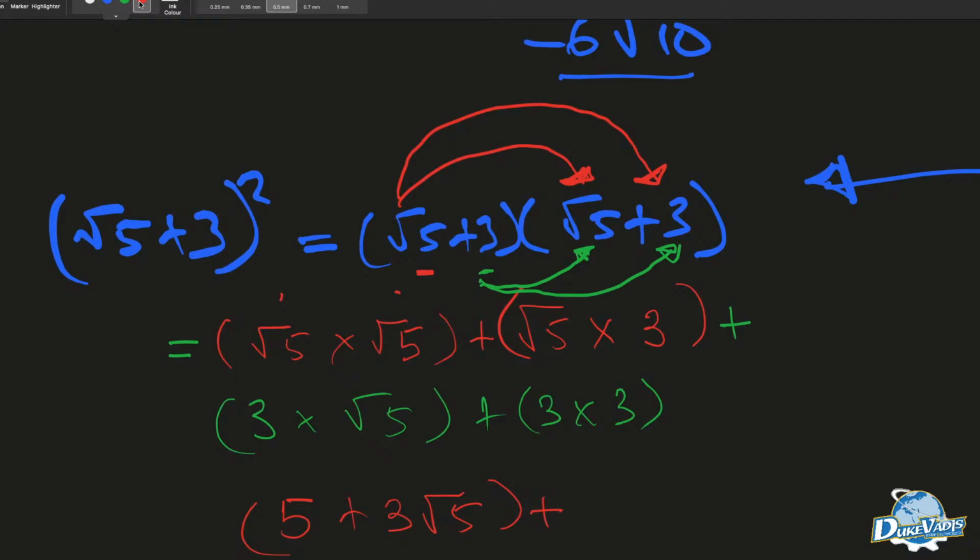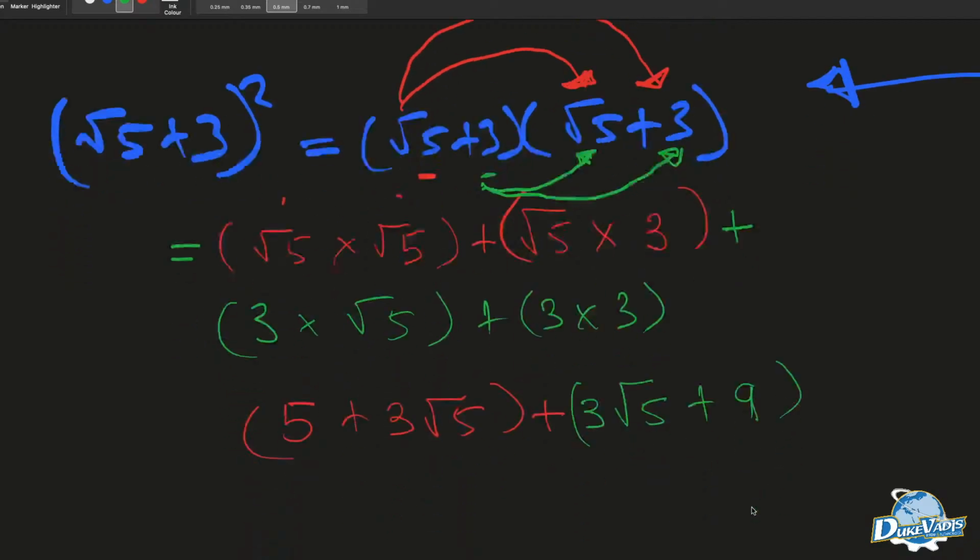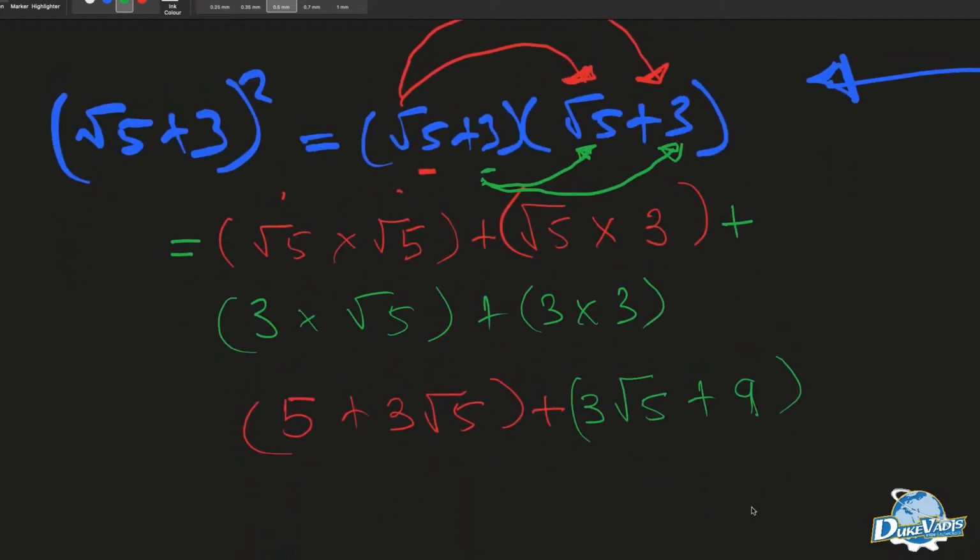The green, this multiplying this will give me 3. Sorry, I want to use green, so that will make the explanation so easy for everybody to understand. So when I use the green, I know I'm going to get 3√5, and 3 times 3 will be 9. Okay, this I can do my addition. We have to group the like terms.